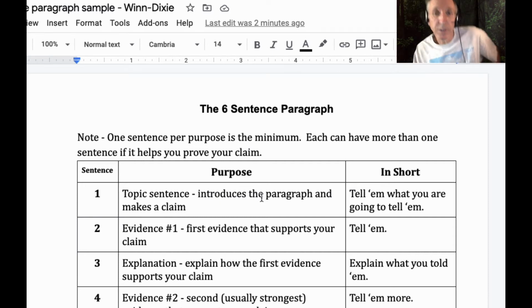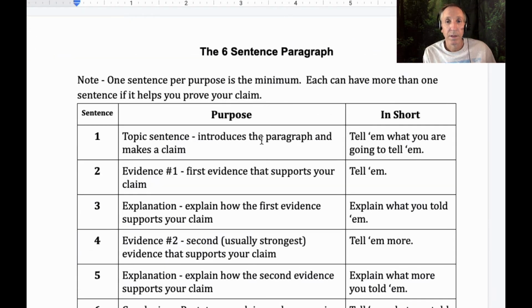How to write a perfect 6-sentence paragraph. It could be a single paragraph all by itself if that's the task you're being given, or it could be one paragraph of many in an essay, depending on what your topic is. When you're writing a 6-sentence paragraph, you're going to be presenting a claim and you're going to be proving that claim. Whether it's answering a topic or introducing somebody to a topic or commenting about a topic, this is how you can set it up.